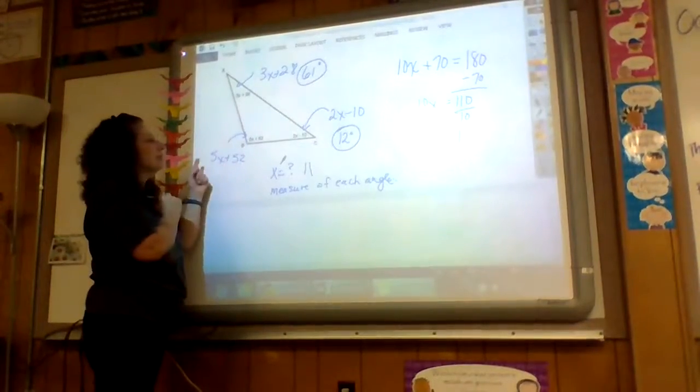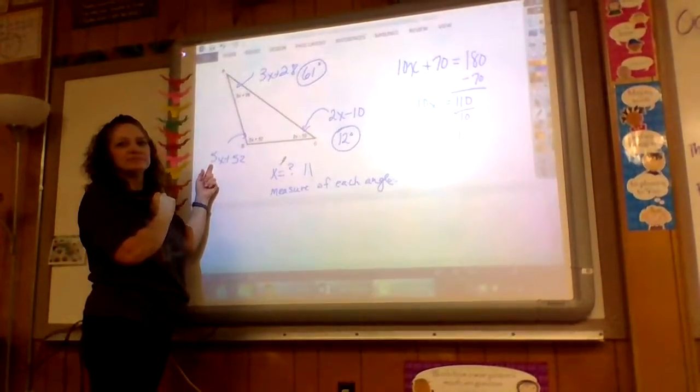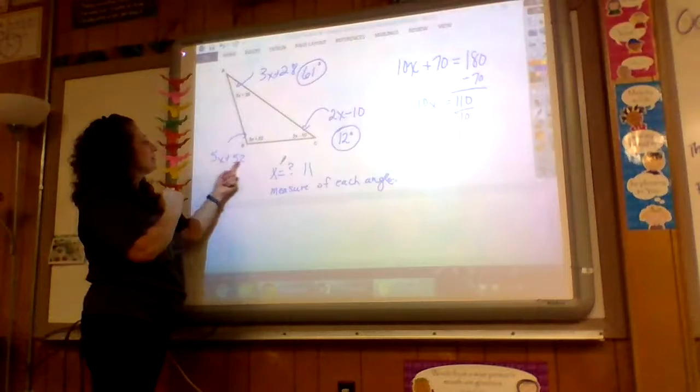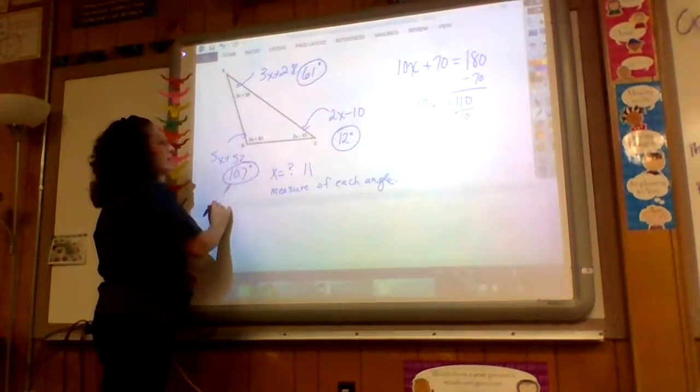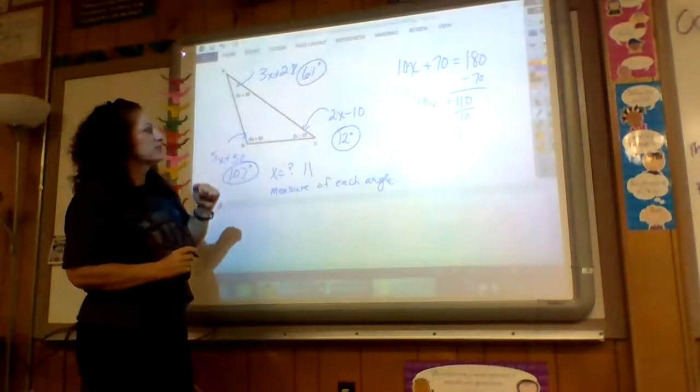How about this one? What do I have left here? 55. 107. Thank you. And you can double check by adding them to see if they equal 180.